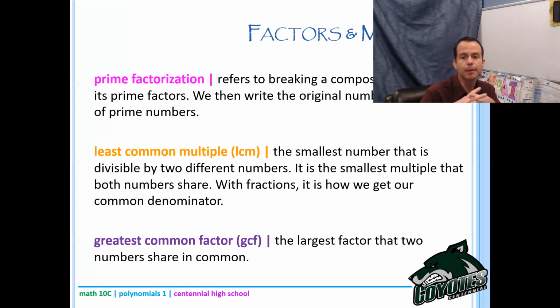The least common multiple, also known as the LCM, is the smallest number that's divisible by two different numbers. It is the smallest multiple that both numbers share. With fractions, it's usually how you get your common denominator. And then the greatest common factor is the largest factor that two numbers share in common, okay?